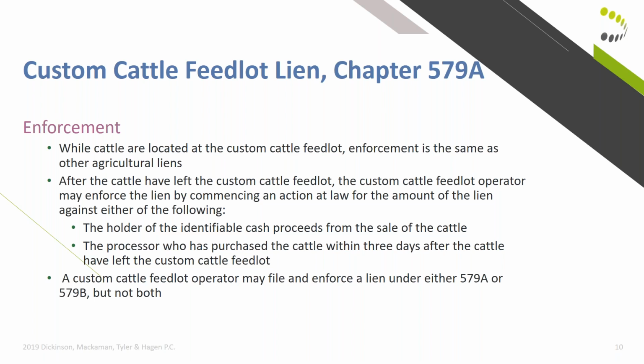So if a feedlot operator is looking to enforce a lien, they must be diligent in monitoring their collateral, because if it goes to the processor, they only have 3 days to commence that action. As I briefly touched on, a custom cattle feedlot operator may file and enforce a lien under either this section or the commodity production contract lien.